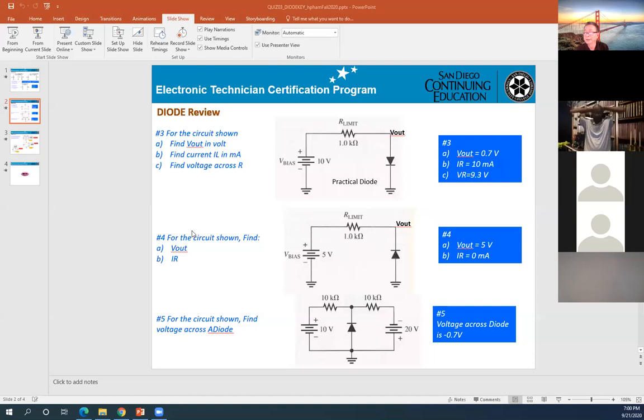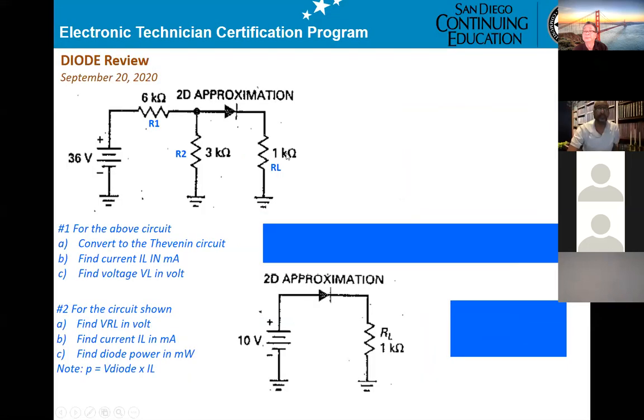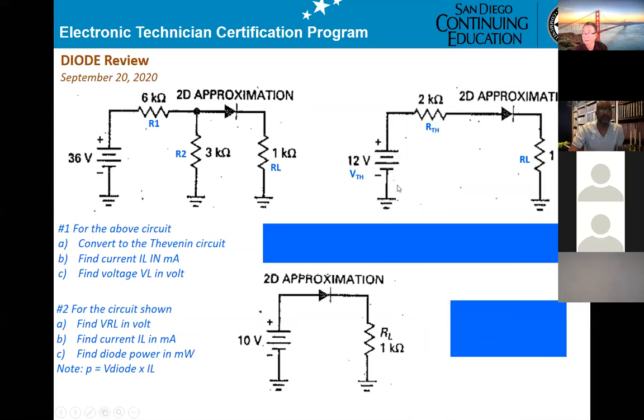So now you see number 3, right? Yes, 9.3 volts, that's correct. The diode is on. Okay, we're done on that one.